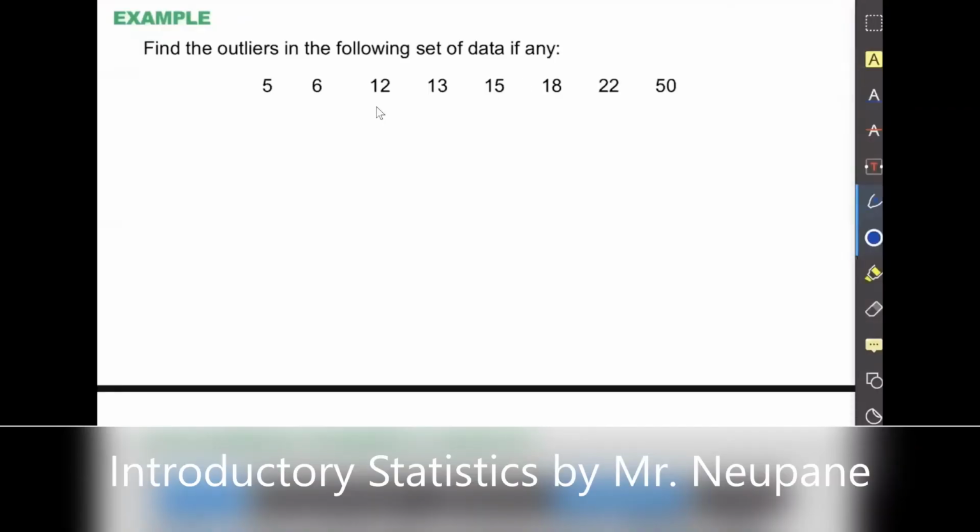In this example, we are asked to find the outliers. When we say outliers, some data points are very small compared to the rest of the data set or very large compared to the rest. If that is the case, then we call it an outlier. If you just look at this data, do you see any number which is extremely small or extremely large when you compare to the others? The 5 looks pretty small. 5 is close to 6, but 50 looks pretty far, right? Maybe that's an outlier. We don't know.